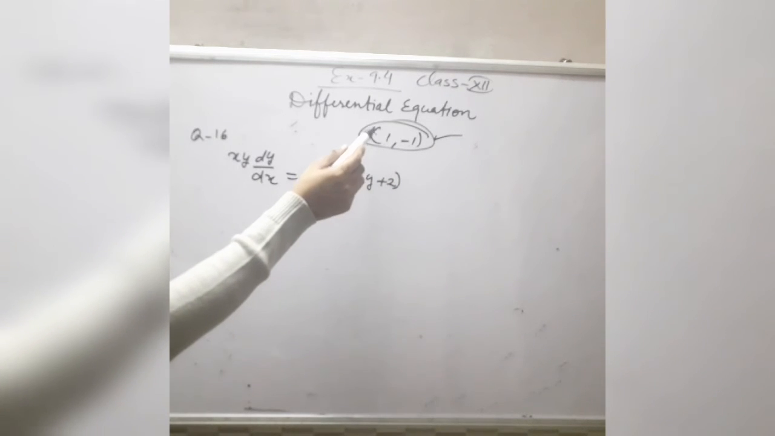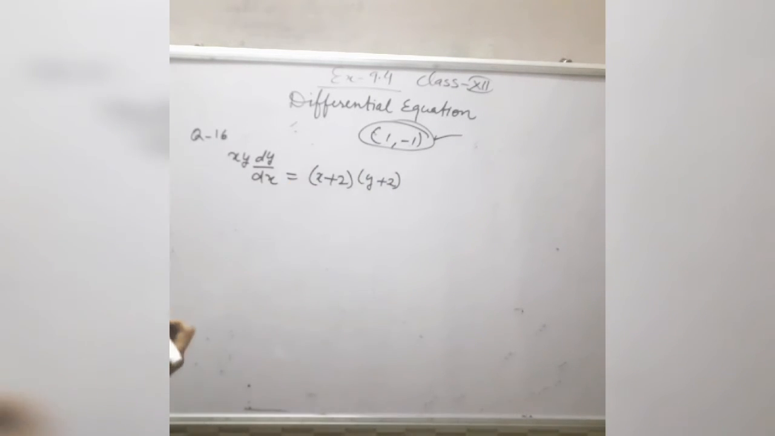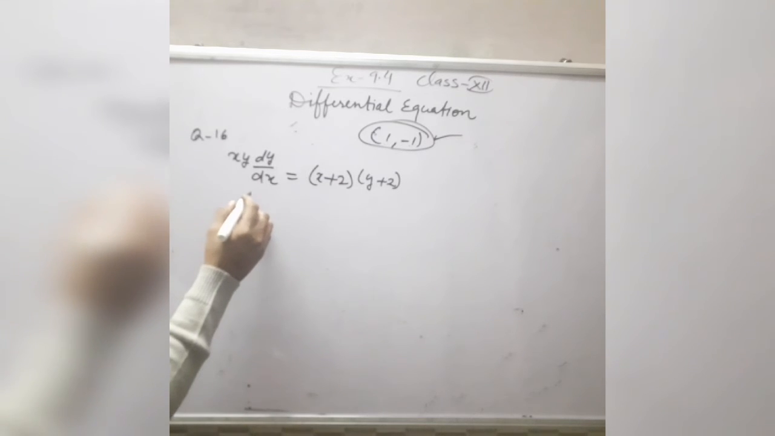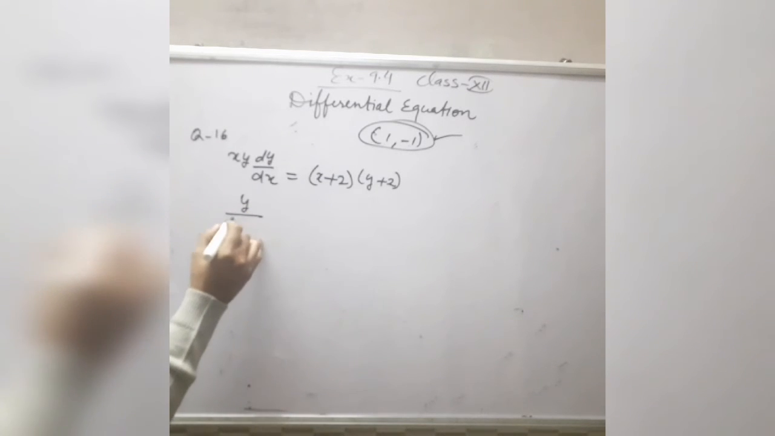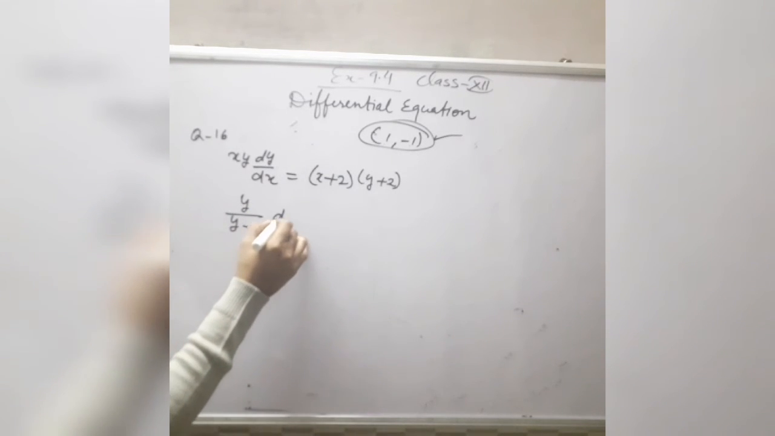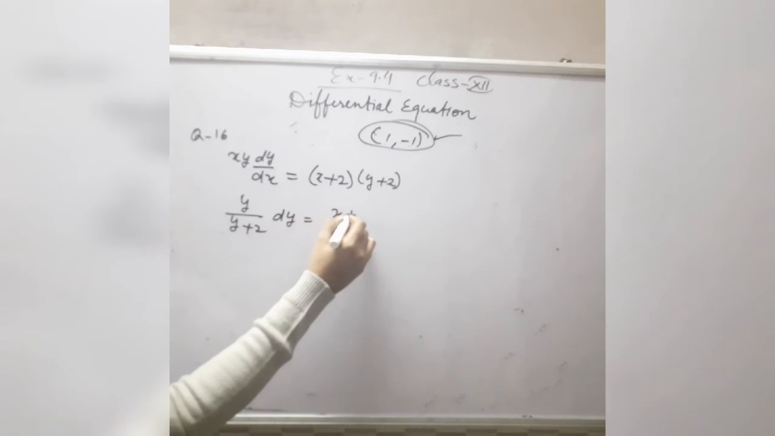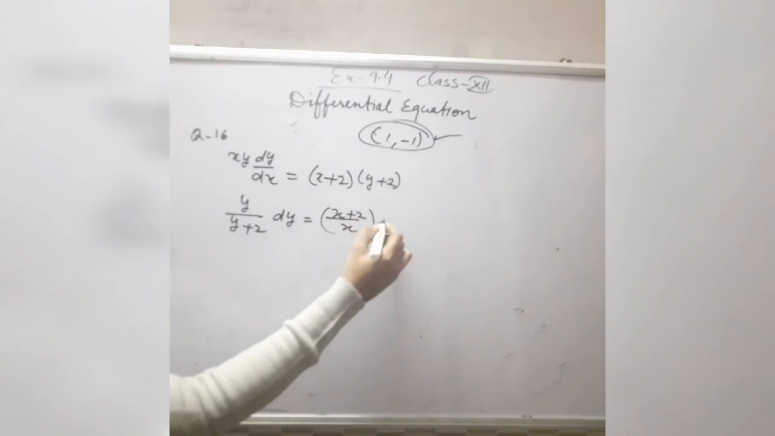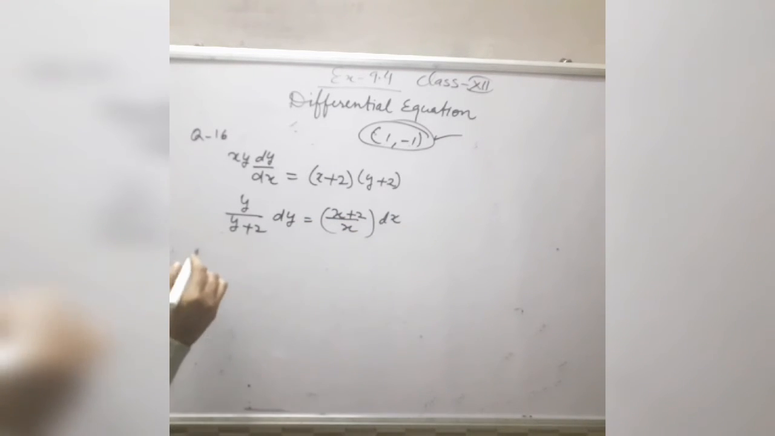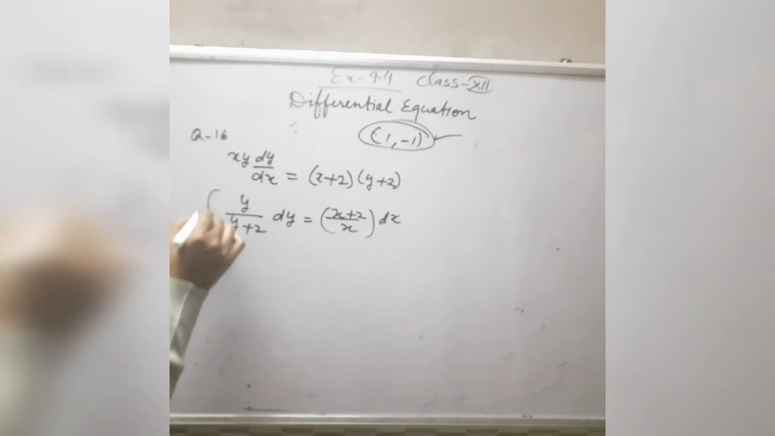So this point helps in finding the value of the constant. Now separating the variables, you will get y by y plus 2 dy equal to x plus 2 by x dx. Now taking integration on both sides.